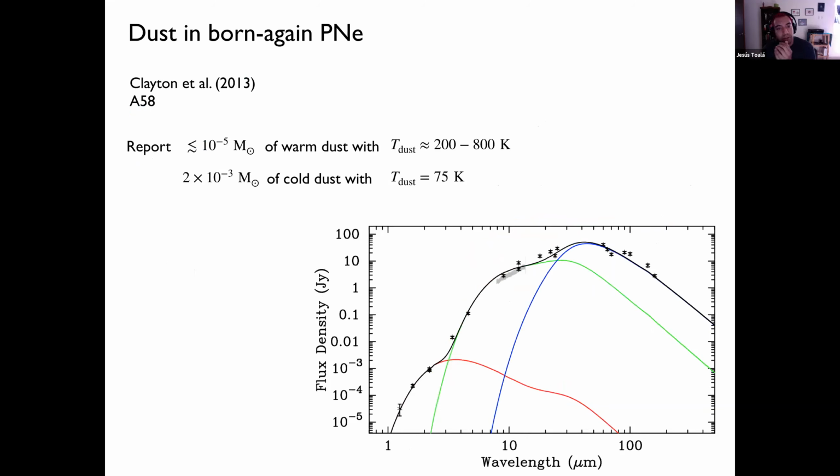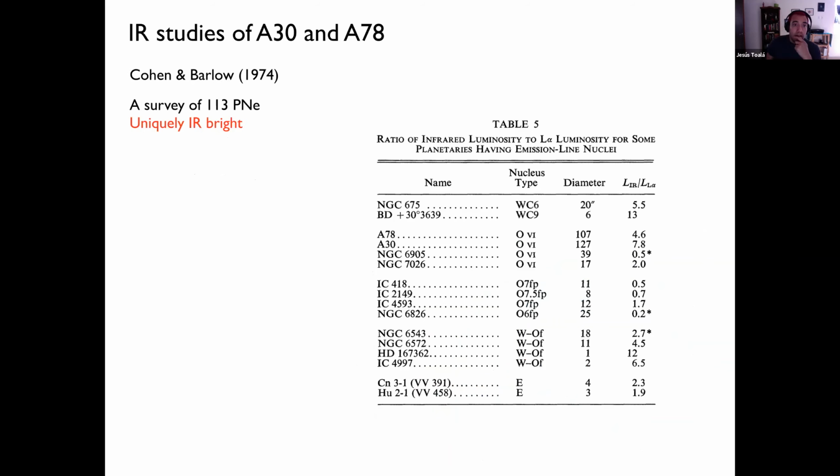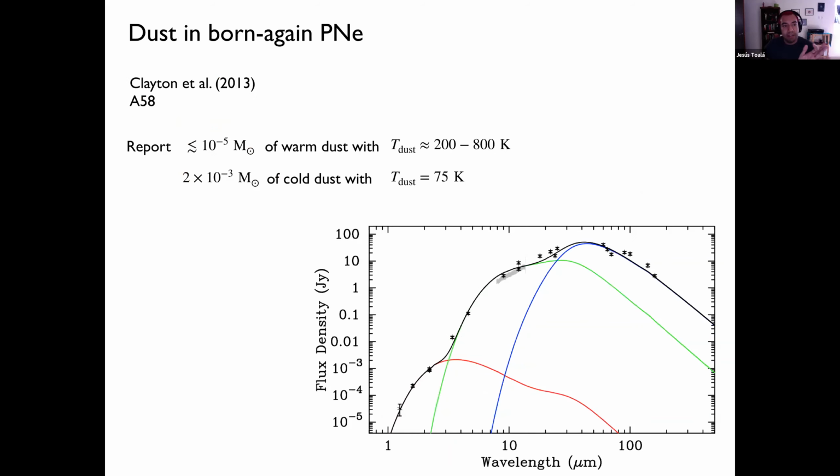Another object which is also interesting to mention is V605 Aql, or A58. This is a study presented by Clayton in 2013. You can see the observed photometry, and then different colored lines, which I think are black body models to try to fit the photometry. These authors suggest that the temperature of the dust is between 75 and 800 Kelvin, and the total mass of dust is 2 times 10 to the minus 3 solar masses. I just want to mention that A58 experienced a VLTP 100 years ago.